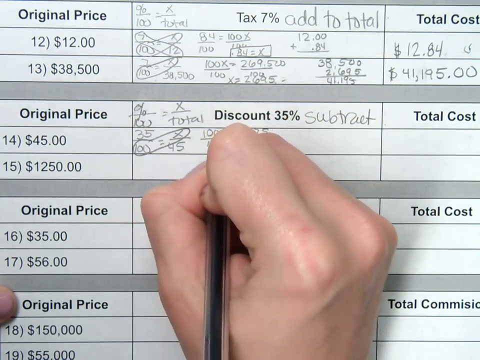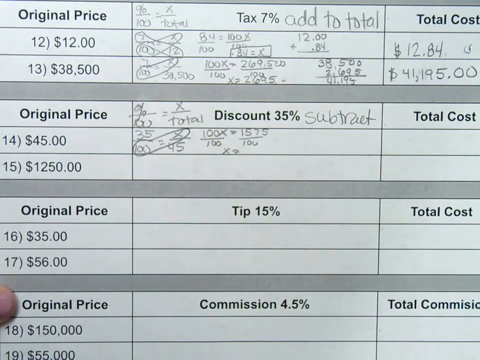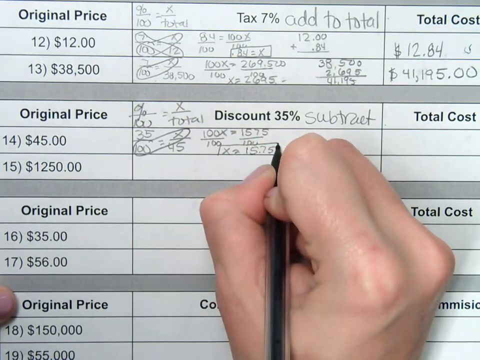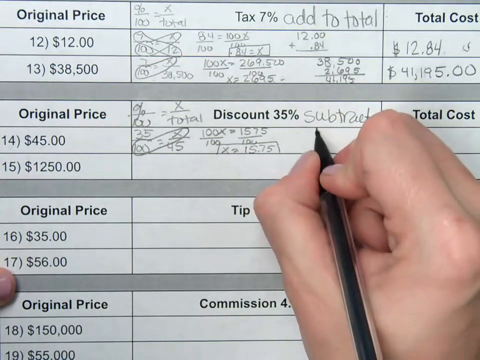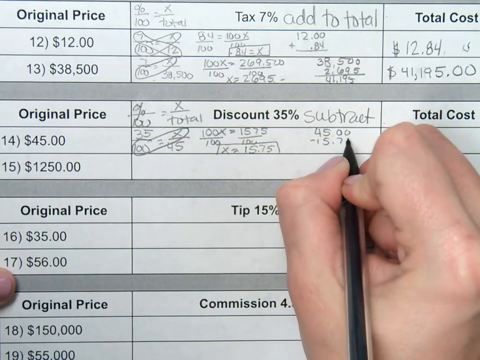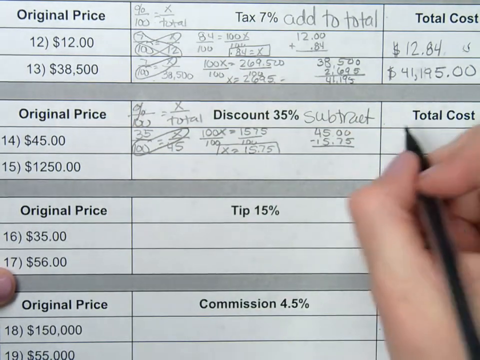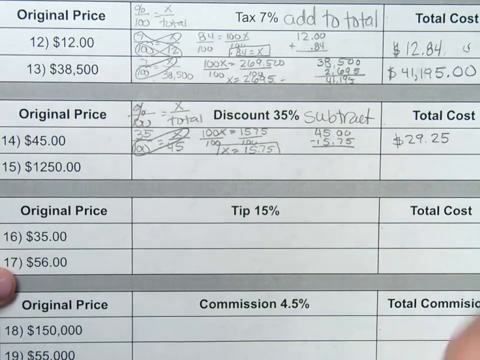35 times 45 is 1,575. Divide both sides by 100. I have X equals 15.75. Now this amount represents how much money off of the price we are getting. So we need to subtract $45 minus $15.75. That is my discount. And that's going to give me $29.25.